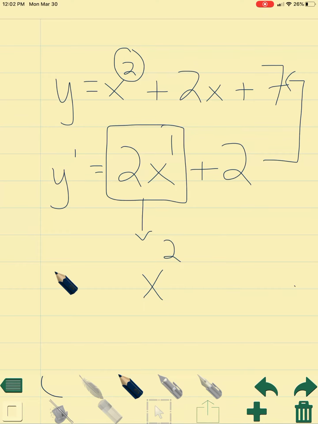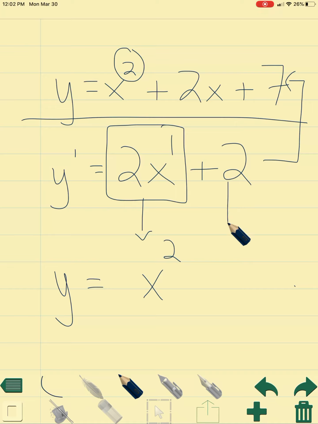So when we're trying to find out what y is equal to, if we weren't given it at the top, we can get that it's equal to x squared, because we know if we derive x squared, we get 2x. And this 2 just comes from 2x, because if you derive 2x, you just get 2. So we know that that's what it's going to be equal to.